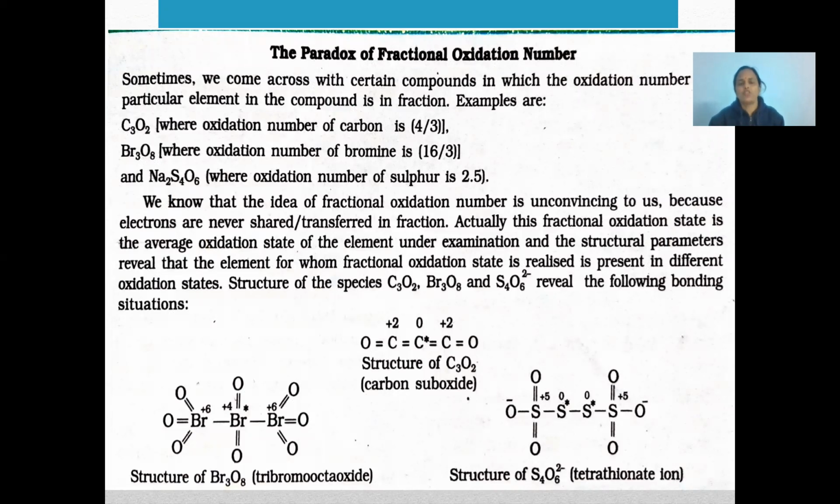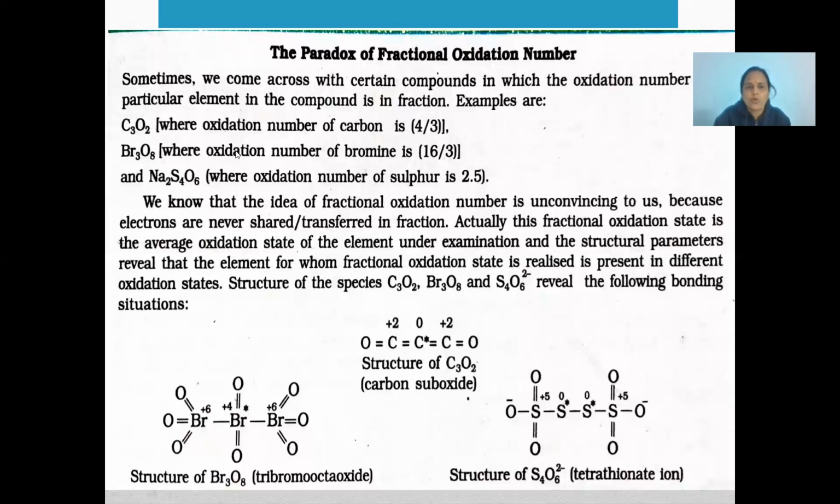Next, let's come to the topic, the paradox of fractional oxidation number. Sometimes when you calculate the oxidation number of a species, it comes out to be in fraction. So that is the paradox of fractional oxidation number. Let's look at the examples.